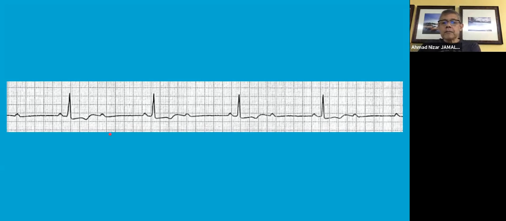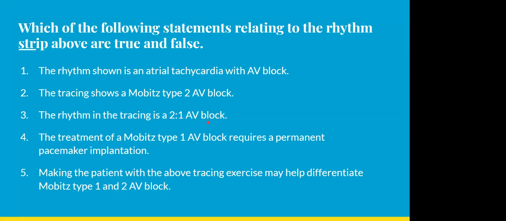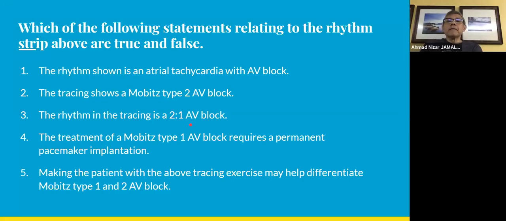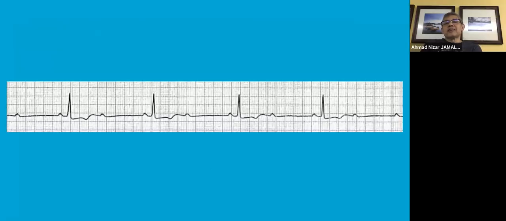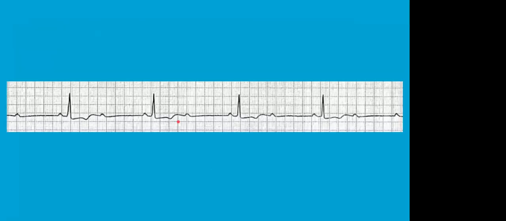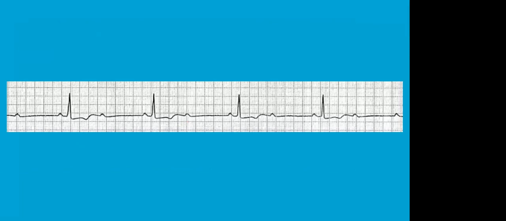So if you look at the statements, the rhythm in the tracing is a 2-to-1 AV block. That is true. The second statement is false. The third statement is true, right? So the second statement is not false, it's just that you can't say that it's Mobitz type 2. This is a trick question, because you can't see the gradual prolongation of the PR, right? When it's 2-to-1, there is no gradual prolongation. So 2-to-1 is a separate category, which you'll need to determine whether it's Mobitz type 1 or Mobitz type 2. Okay. I see. Yeah. Okay.